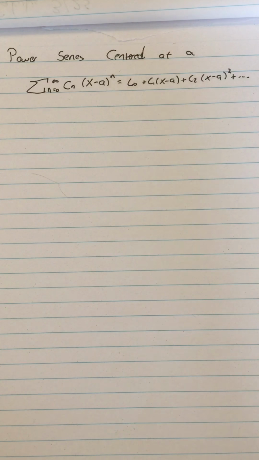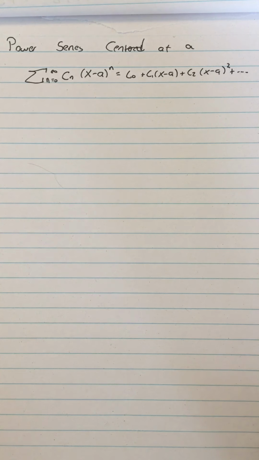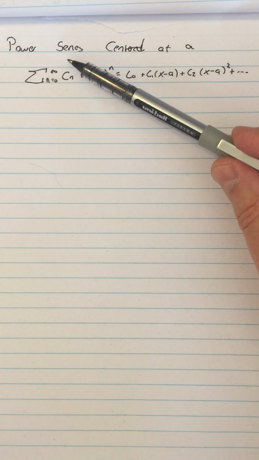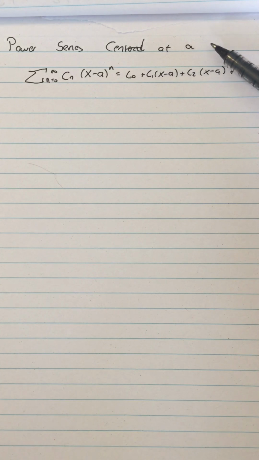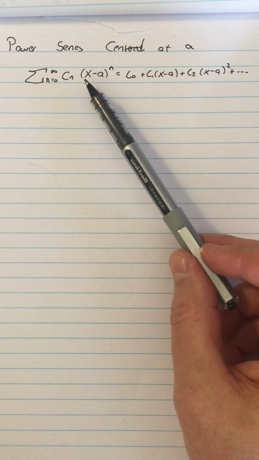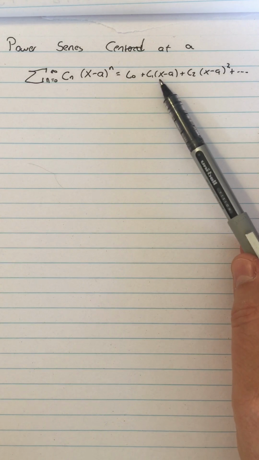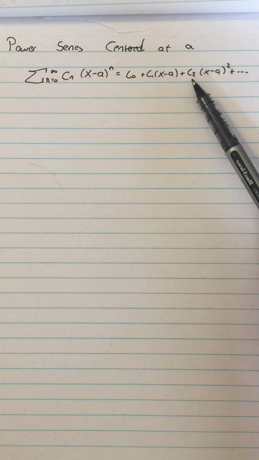So we're going to continue our discussion of power series by expanding what we mean by power series. The power series that I showed you before didn't have this term A in it. So we're now going to expand it and look at a power series centered at A. A power series centered at A is the same as a power series, except it has this minus A here. So instead of just C0 and then C1x, I have C1 times (x minus A). And then instead of C2x squared, I have C2 times (x minus A) squared.